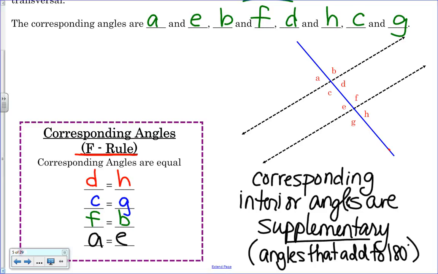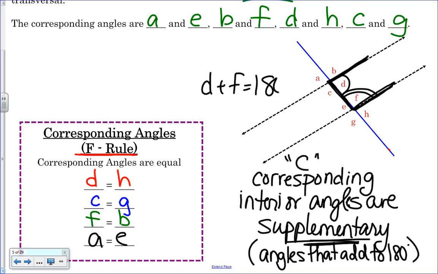Corresponding interior angles. This is what I like to call the C rule. Some more letters. So the C rule, if you guys can imagine the little letter C right here. Now, normally when I do these letters, it means that the angles are going to be exactly the same. In this case, they're not the same with the C rule. They're what's called supplementary. So that means that angle D plus angle F is equal to 180. So D plus F is going to be equal to 180.